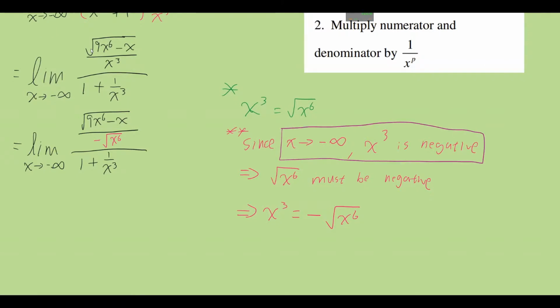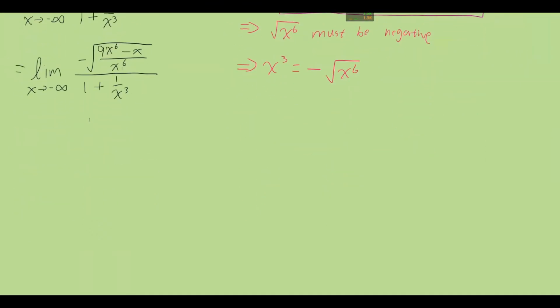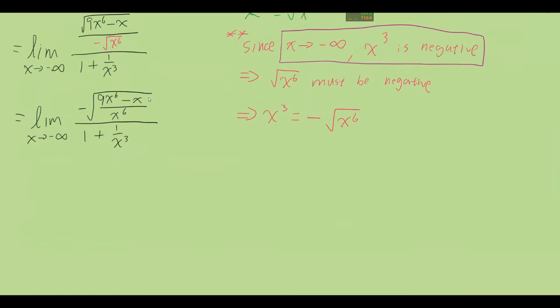Okay, so that's something we have to be very careful of. All right, and let's proceed to see what we can simplify. Copy down the denominator first. In the numerator, I have the negative of a big square root, 9x to the 6 minus x over x to the 6 power. So I can break down the fraction in the radical into something like this, right?